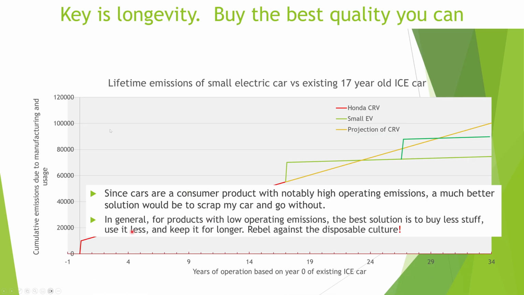Now, in general, for products with low operating emissions, which is a lot of household equipment, cars are pretty much an exception in this case, in that they have very high emissions from use. Things like anything that burns fossil fuels does, like your household boiler and so on, but a lot of other products don't. A lot of other products, a lot of the emissions are from making the thing. The best solution is just to buy less stuff, use it less and keep it for longer. So really rebel against this disposable culture as much as we can.